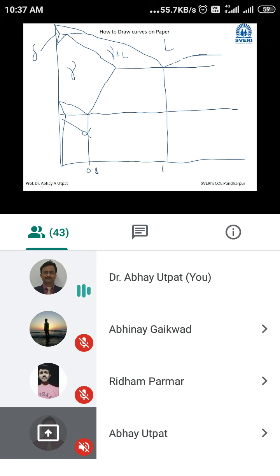This is 4.3% of carbon, 4.3. This is 2% of carbon. This point. Then again, this is delta plus liquid. So L plus S1 gives S2. That is the peritectic reaction. This is the melting point.